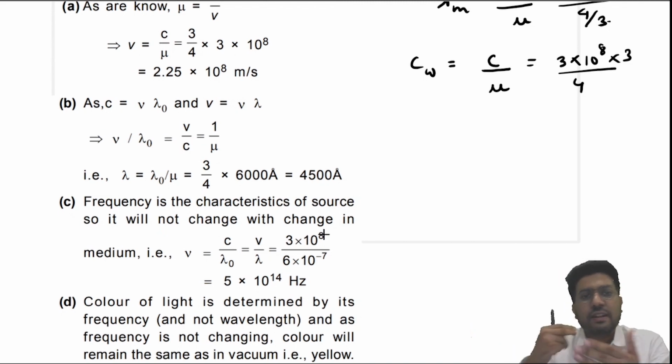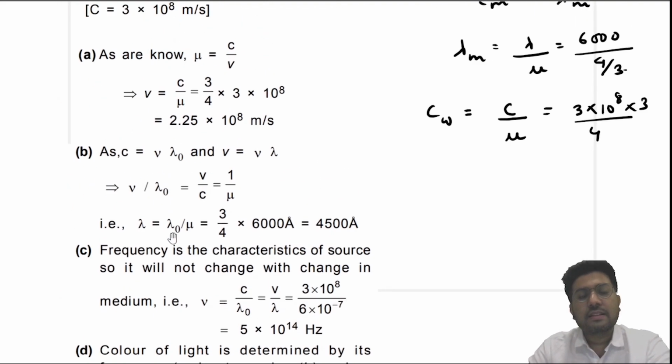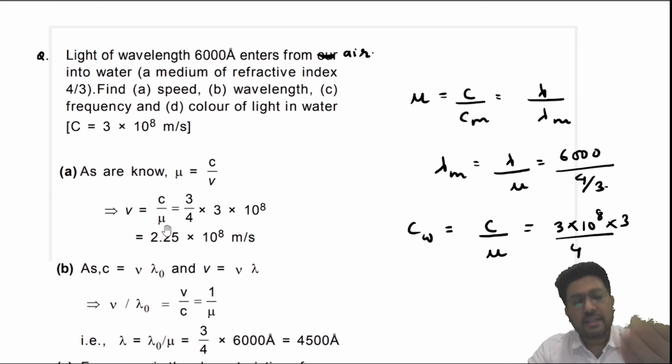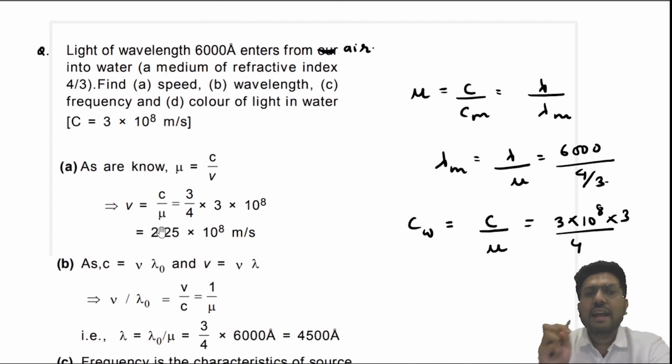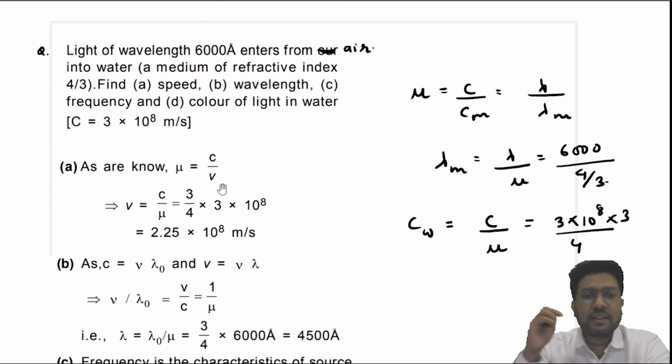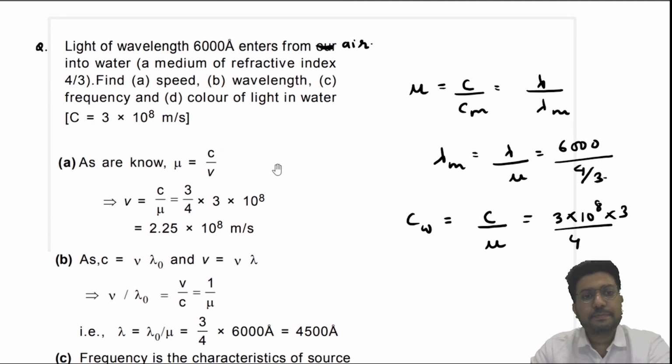Frequency does not change when light travels from one medium to another. That is why you will say that the color will remain the same. So 6000 angstrom corresponds to yellow color. So you will say the color of light will still remain yellow when it moves from air to water.